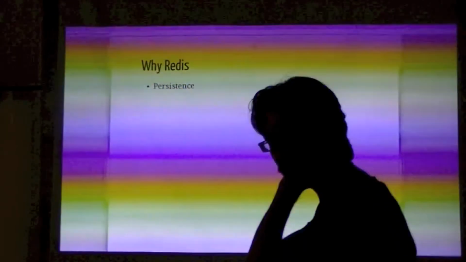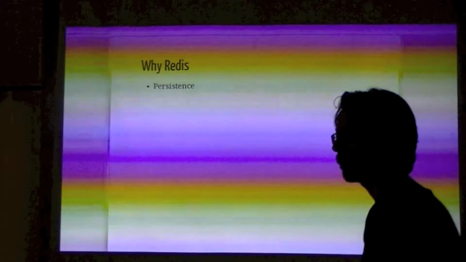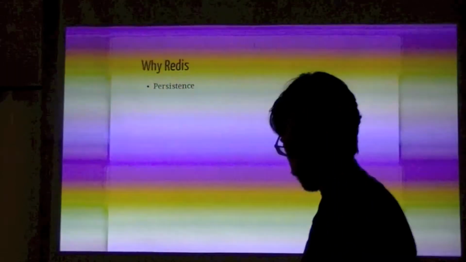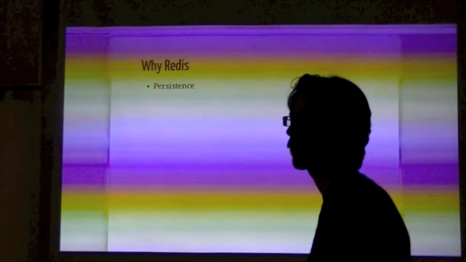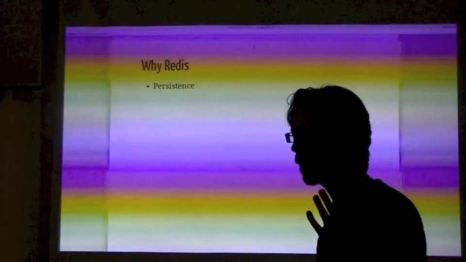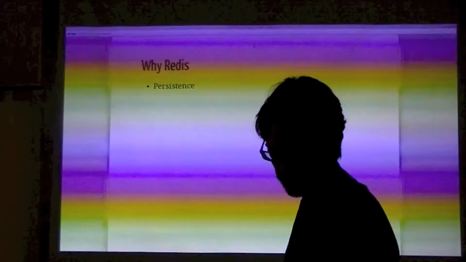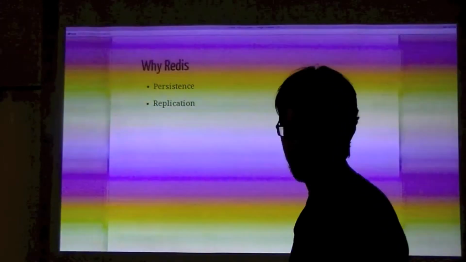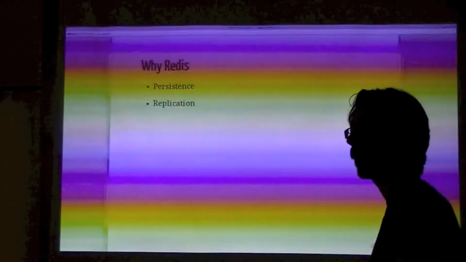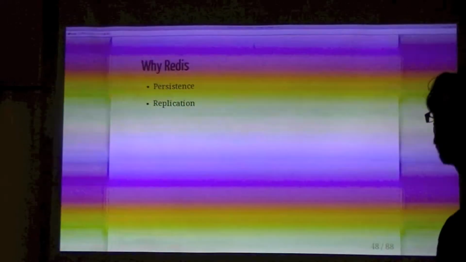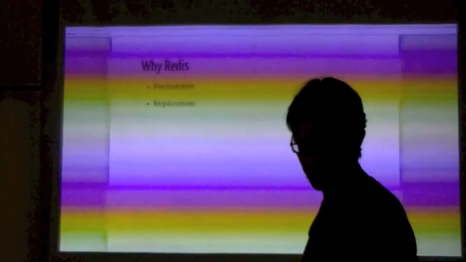Why do we settle on Redis? First of all, it has persistence built in, which is very useful for us. So if the box goes down, we have snapshots, so we only lose a snippet of the user data. And in fact, we can reduce that because it has replication. So if a box goes down, we actually switch over to the slave, and now we haven't lost any data.